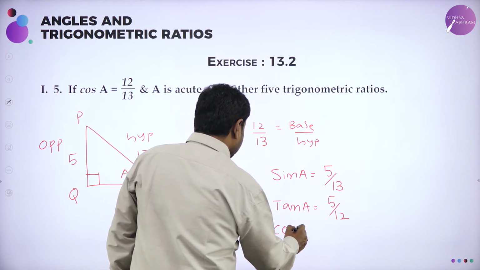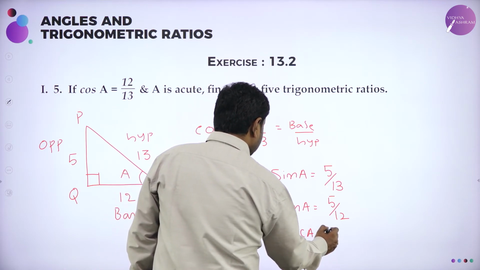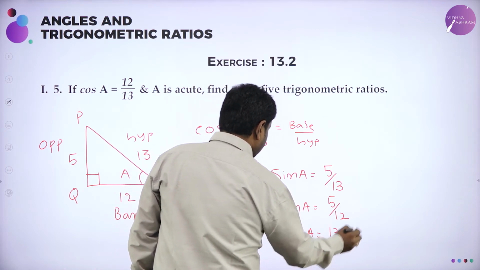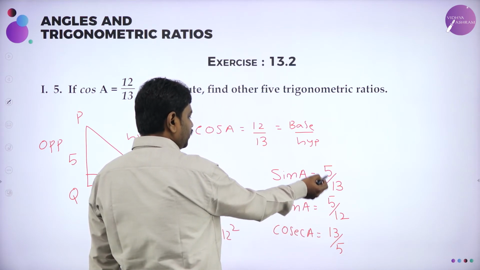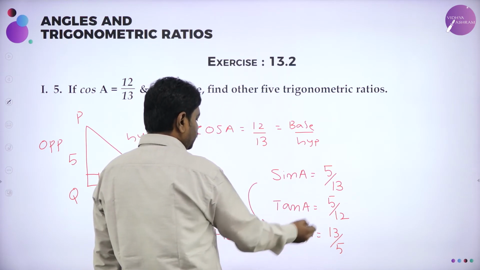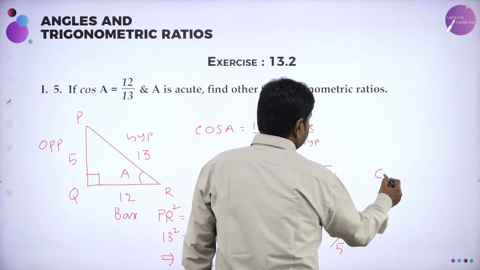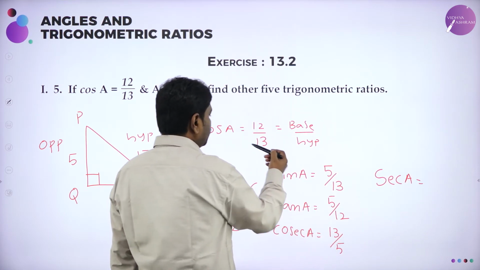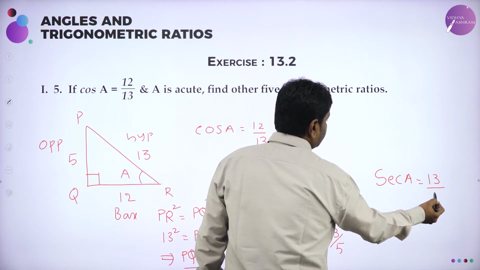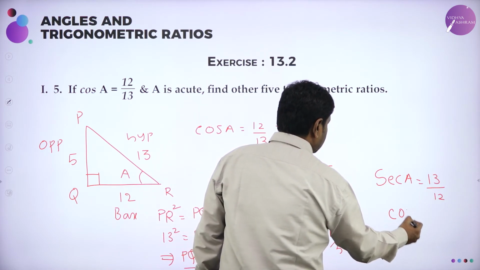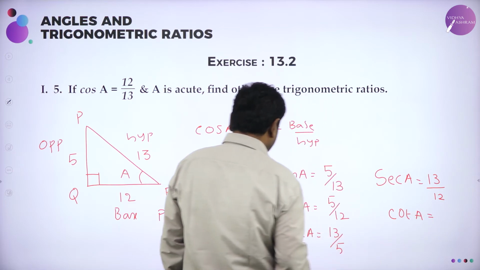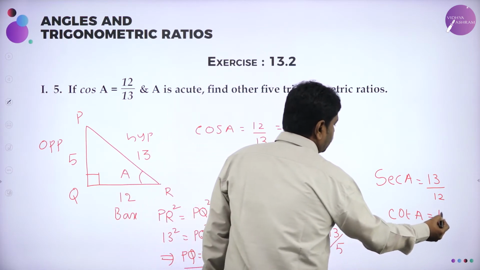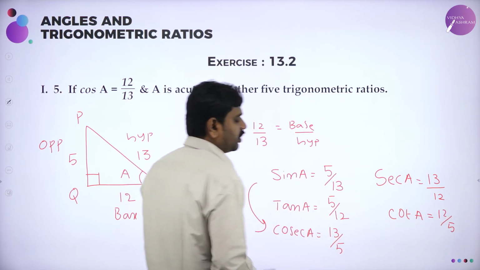Cosecant A. Cosecant is the reciprocal of sine. Sine is 5 by 13, so cosecant will be 13 by 5. And secant A. Secant is the reciprocal of cos. Cos is 12 by 13, so secant is 13 by 12. And cot is the reciprocal of tan. Tan is 5 by 12, so cot is 12 by 5. So hope all of you got this.